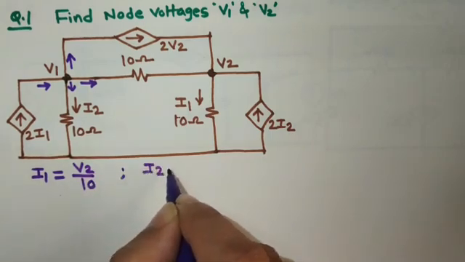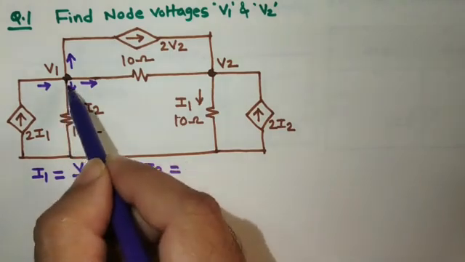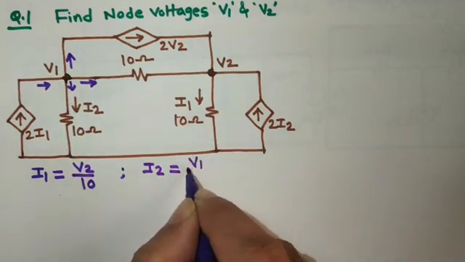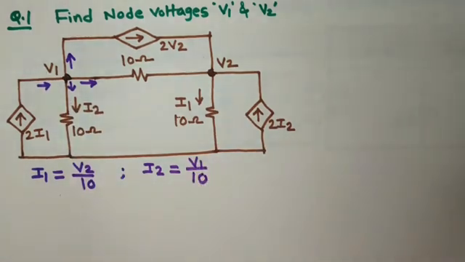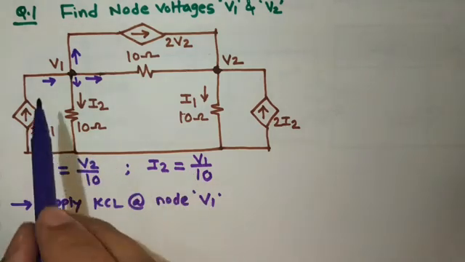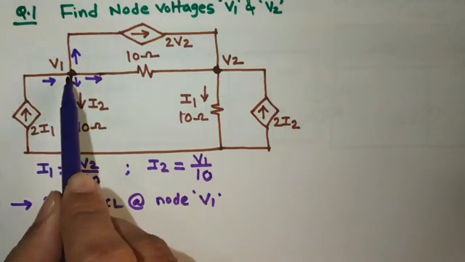Similarly, we can write down the value of I2. I2 is the current flowing through this branch. The node voltage at this branch is V1, so it is simply equal to V1 upon 10. So these are the two controlling parameters which we can write. Once we write down the controlling parameter equations, our next step is to apply KCL at the respective nodes.